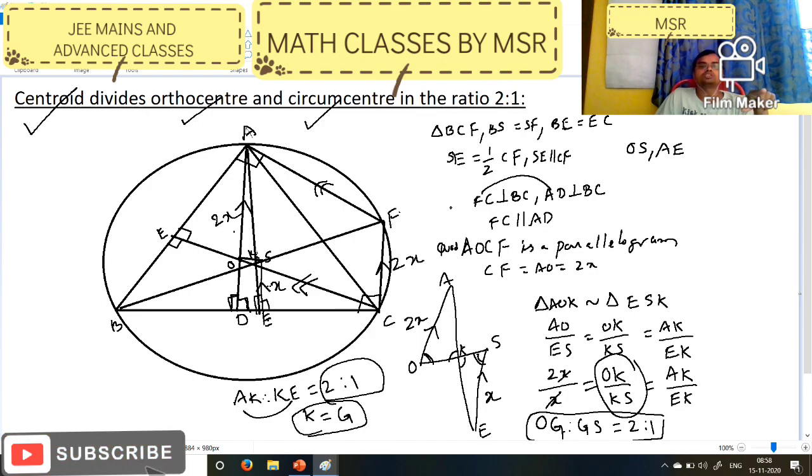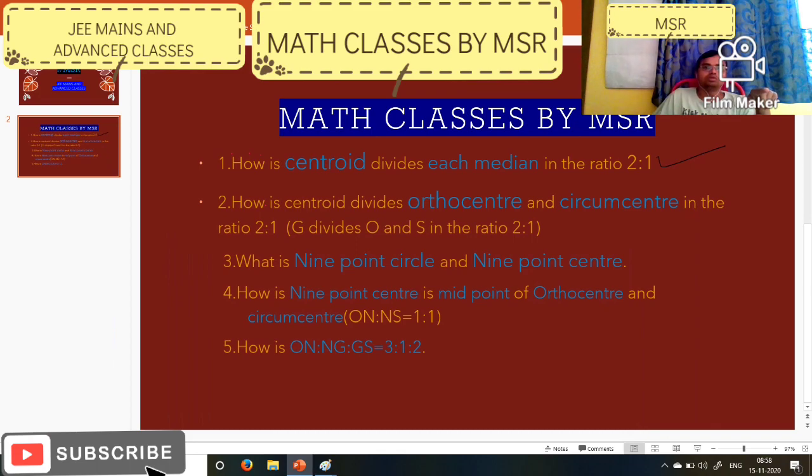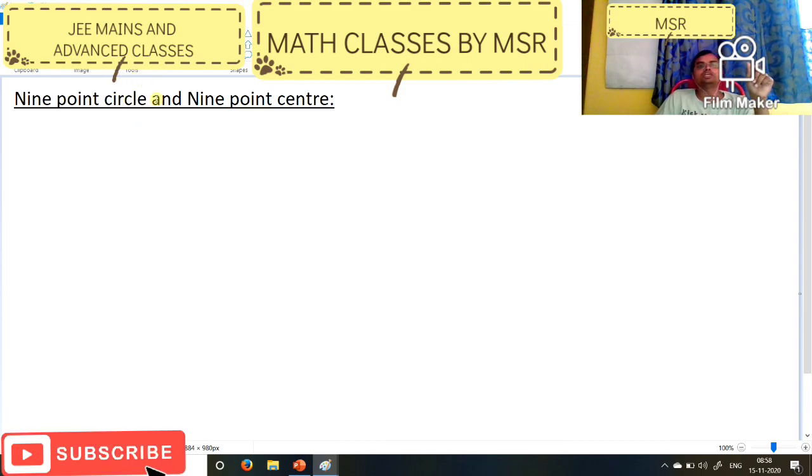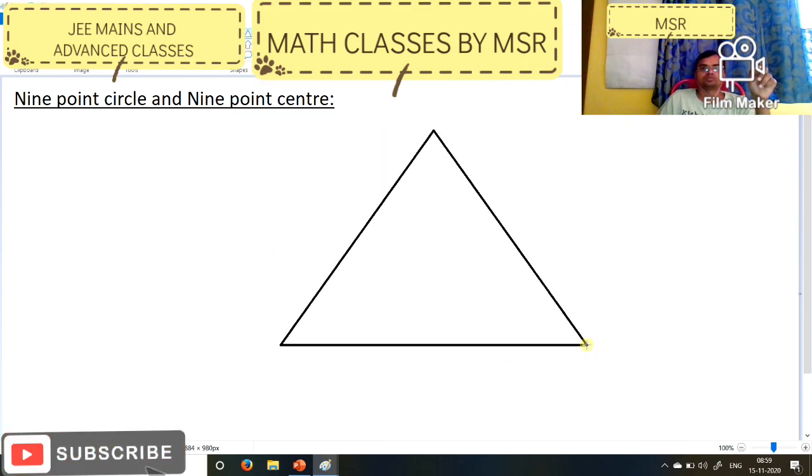Now we are going to discuss what is the 9-point circle and what is the 9-point center. Okay, those points we are going to discuss now. So for this I am drawing the triangle. A big triangle I drew.